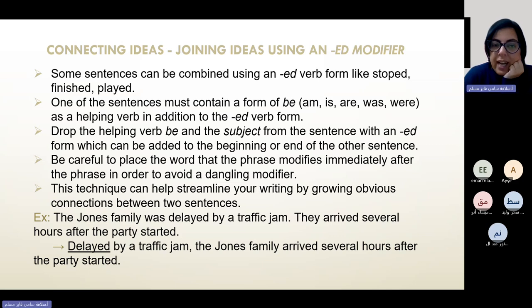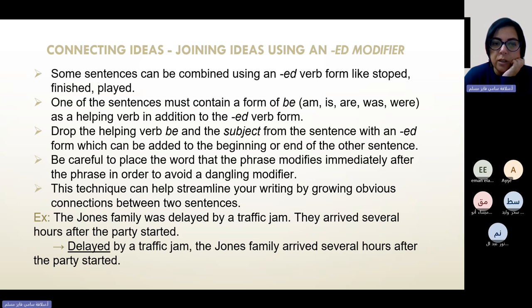That was using an ing modifier. Now we will talk about using an ed modifier. Some sentences can be combined using an ed verb. The ed is either a past participle or a present participle, like stopped, finished, played. One of the sentences must contain a form of be, like am, is, are, was, were, as a helping verb in addition to the ed verb form.